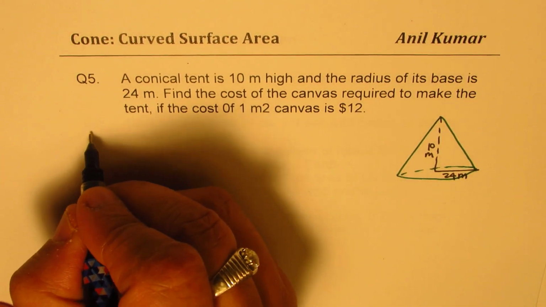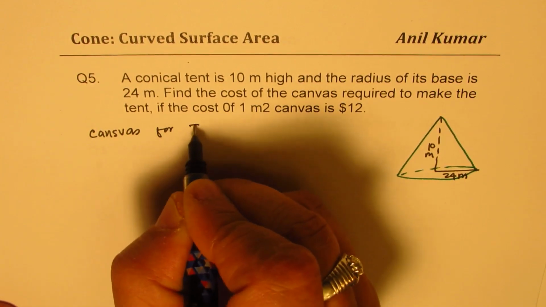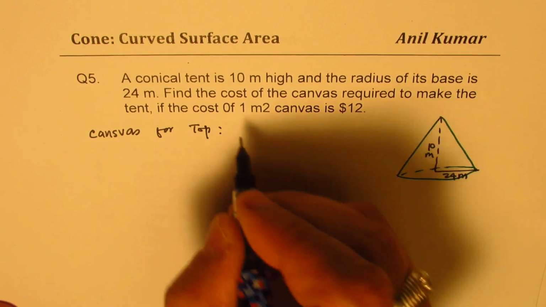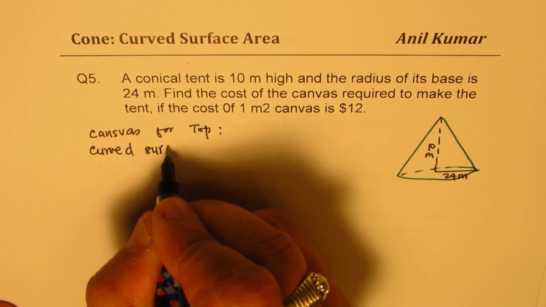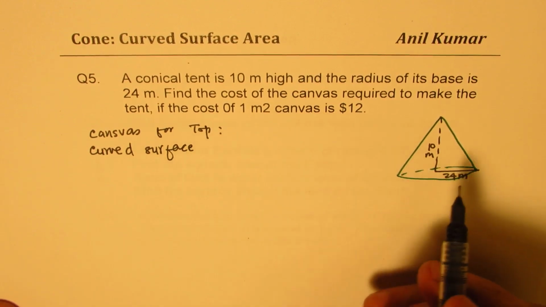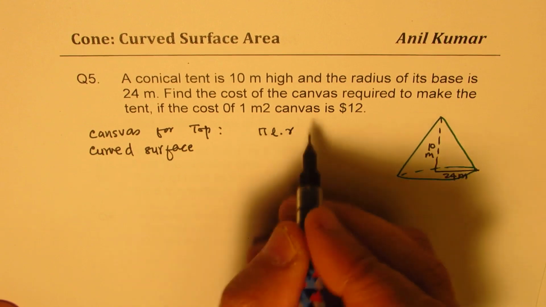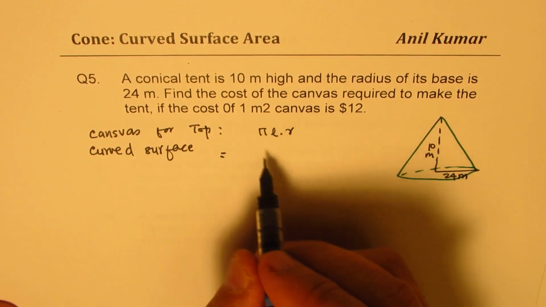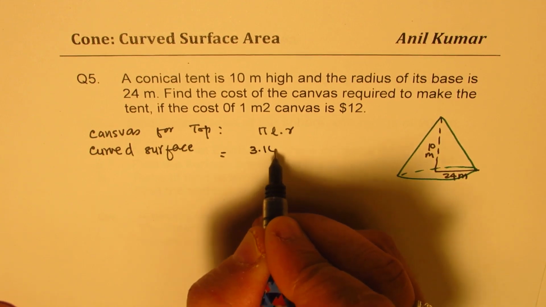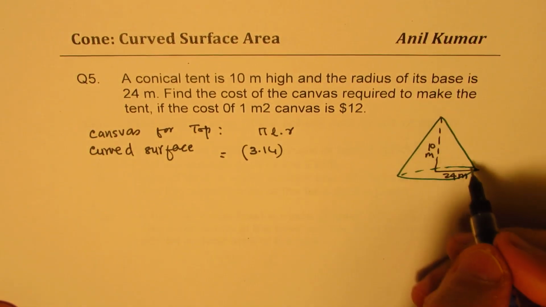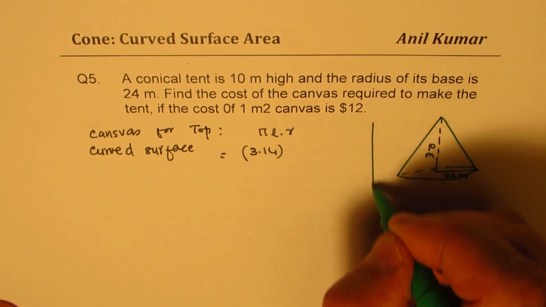So we are using canvas for the top. So that will be a curved surface, right? So curved surface is pi r L, right? So I just changed the order. So in this case, it is 3.14 times L we need to find. So let's find out the lateral length.